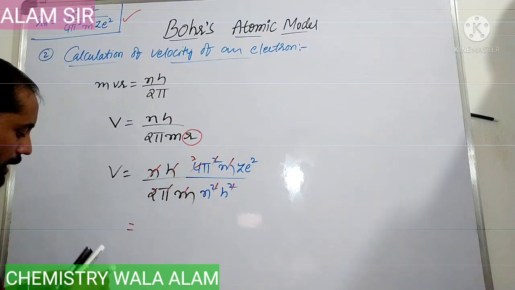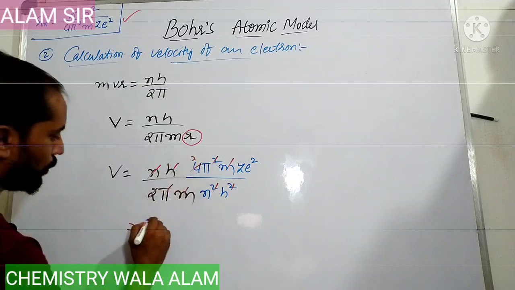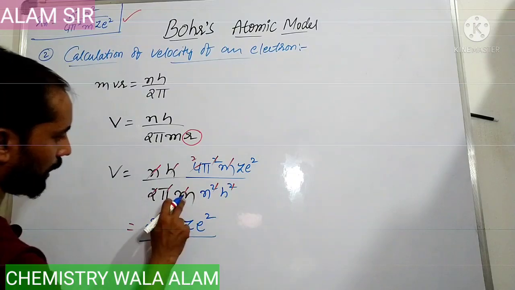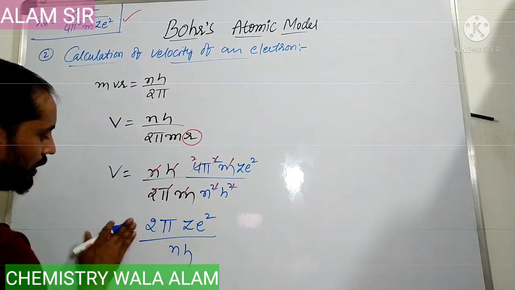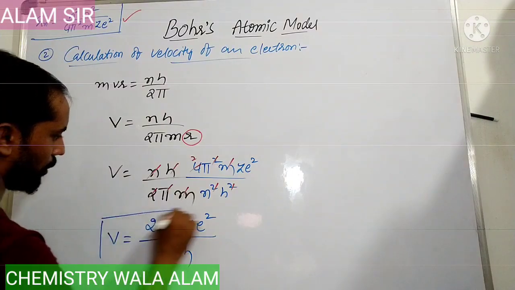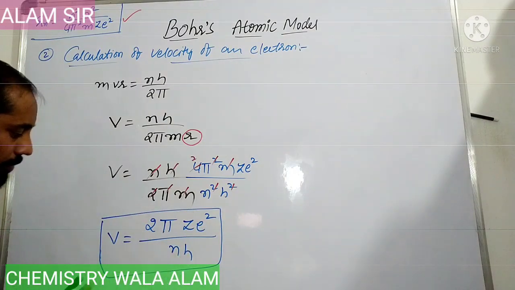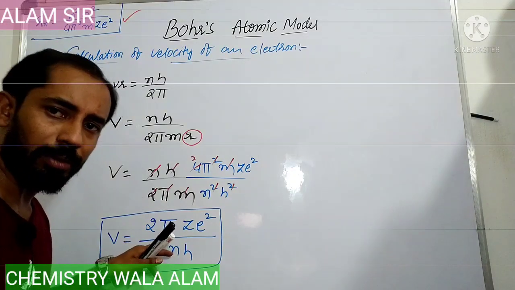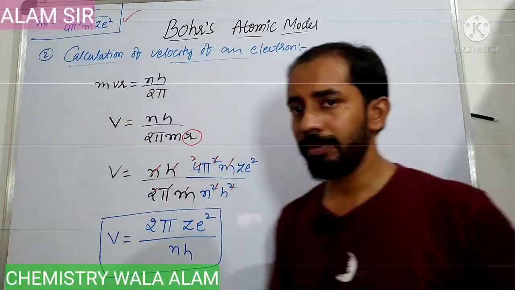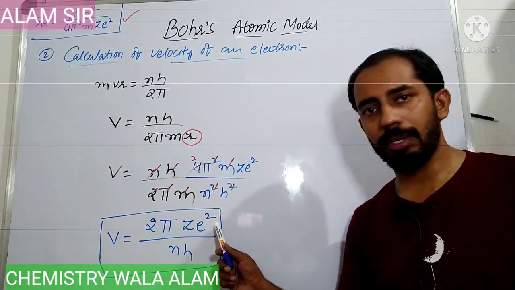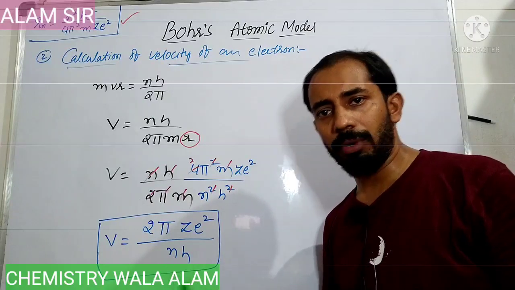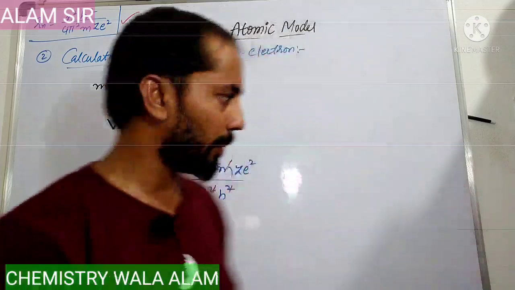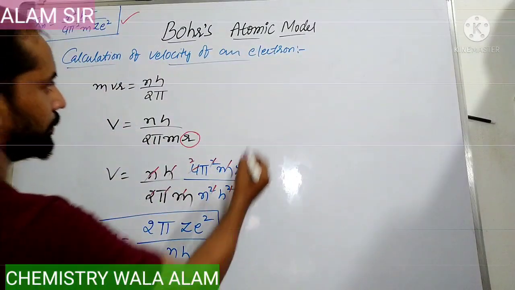So the final equation is v equals 2 pi z e square by n h. This is the velocity of an electron in any orbit. V is the velocity of the electron, pi is 22 by 7, that is 3.14, a constant. Z is the atomic number, e is the charge of the electron, n is the principal quantum number, and h is Planck's constant. So substituting these values, everything is constant except z by n.